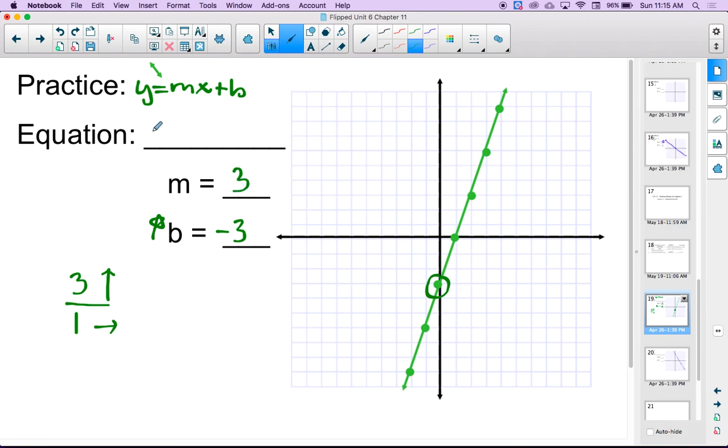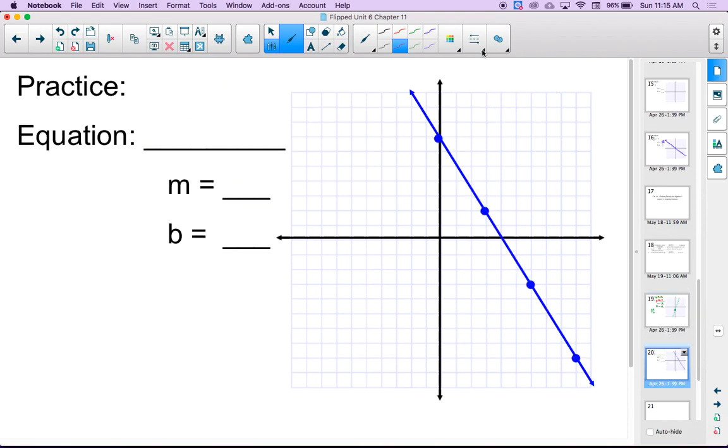All right, so now we just put it into the equation. Our m becomes a 3, our b becomes a -3. So our final equation looks like this, y equals 3x minus 3. Okay, not too bad. Let's look at one more example.